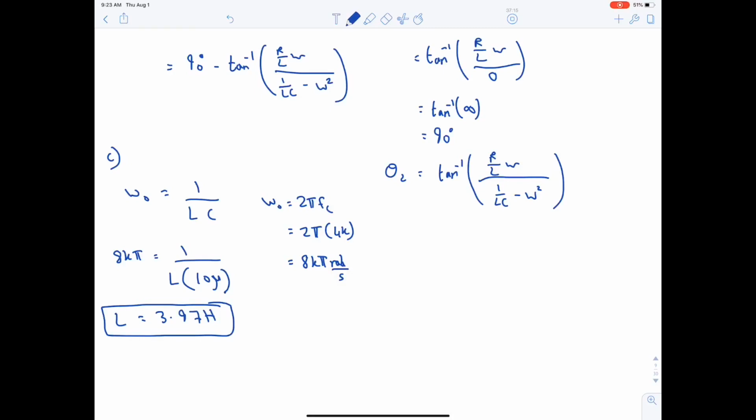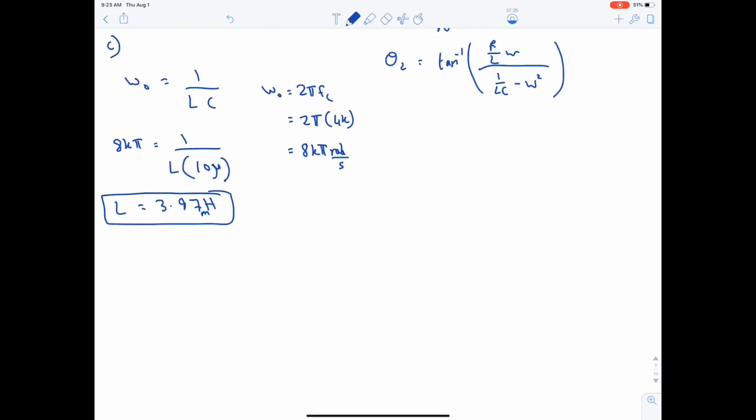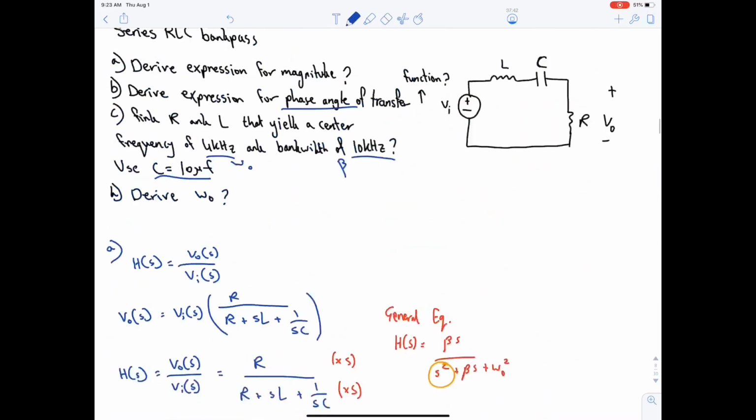Okay, I think it will be millihenry. Double check this answer. I do not have a calculator right now, but I have solved them before. So after finding L, we need to find R. We have beta, right? Beta is R over L, correct? That's in bandpass. Beta was given in hertz, so we have to convert it. So it's 2 pi times 10k. Beta is 10k, correct? Yes.